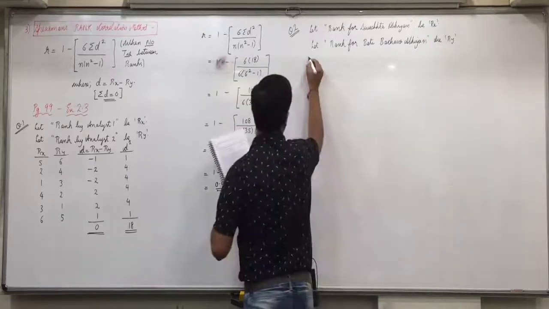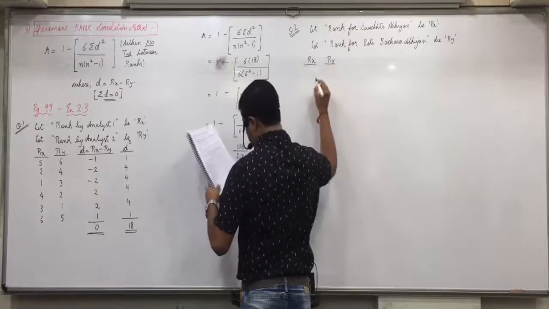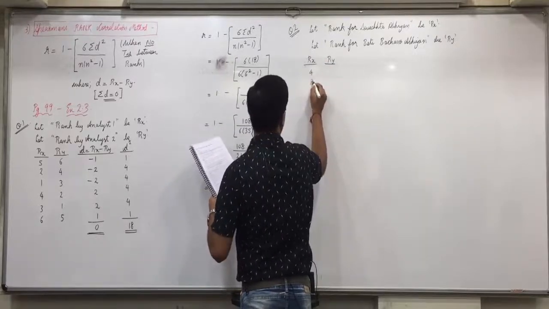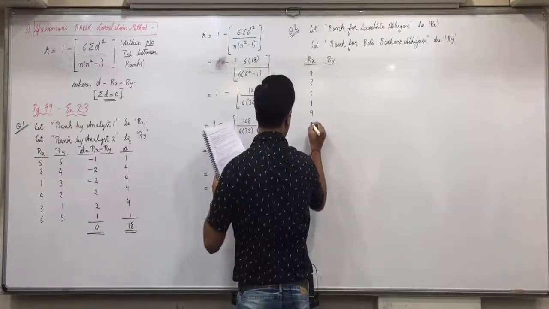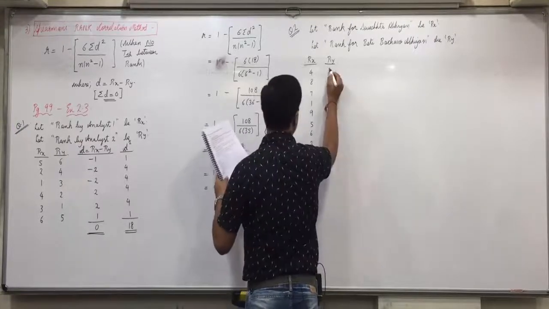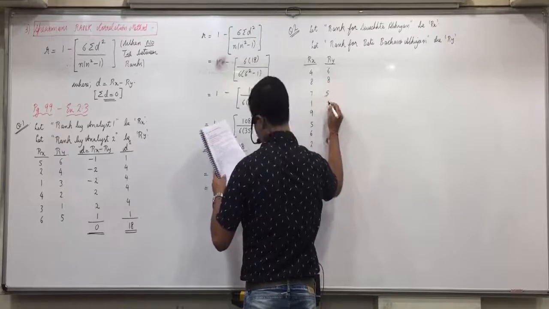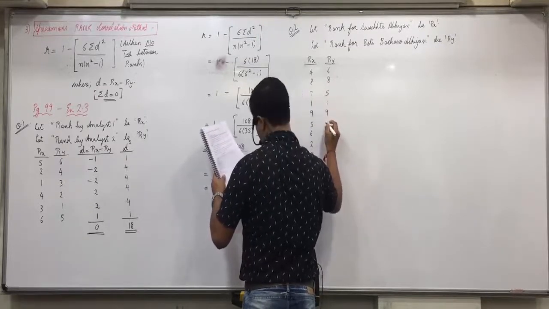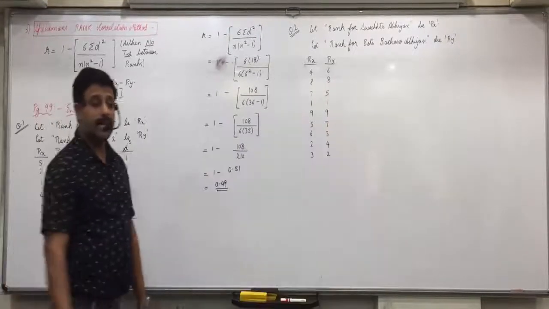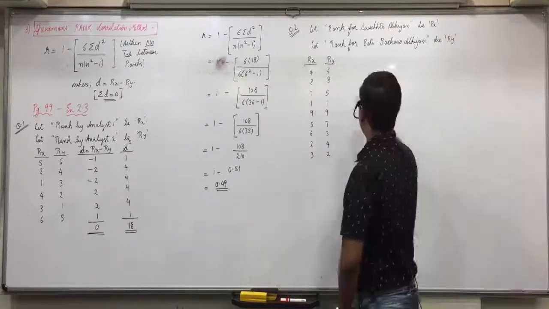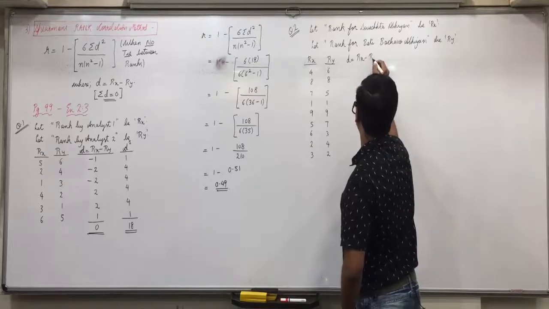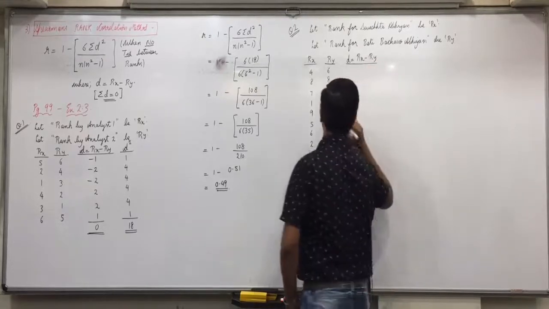Now silence everyone. RX and RY. RX: 4, 8, 7, 1, 9, 5, 6, 2, 3 and RY: 6, 8, 5, 1, 9, 7, 3, 4, 2. Don't talk in between. Did you all write this? Everyone? Now, Kajal, what is the first thing we'll find? D. How will we find D? RX minus RY. Tell me all the values.